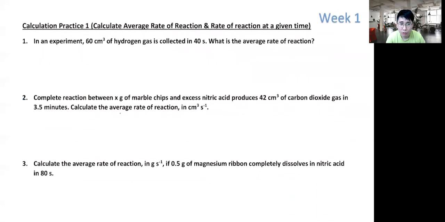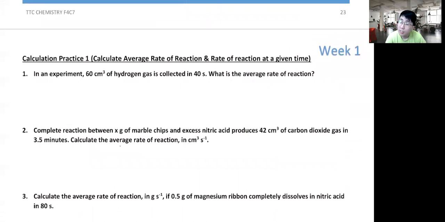Okay, moving down. Question number 2, calculation practice, to practice your calculation, guys. In an experiment, 60 cm3 of gas is collected in 40 seconds. What is the average rate of reaction? You have volume, you have time. Volume over time. Okay, so guys, when I say pause the video, let's say you say, teacher, what if I want to do it myself, then only I check your answer? Can. So guys, you can pause the video before I show you the answer.